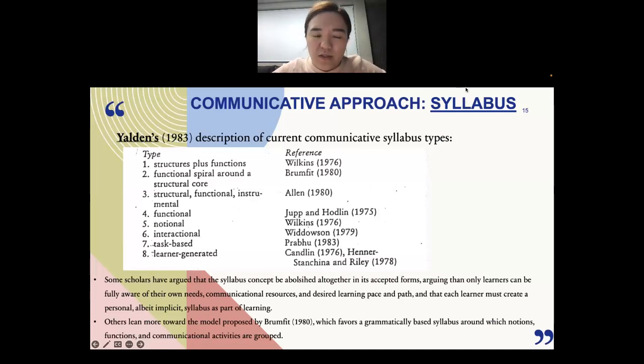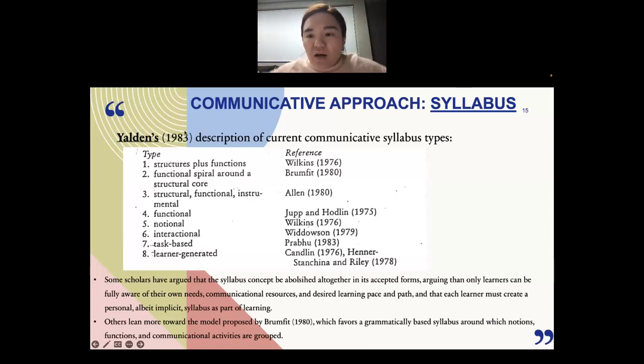Then, in fact, there were different scholars who presented their views on the communicative approach. That's why we cannot say that this one is an ideal one. That's why we should consider different syllabuses. So another scholar, Yalden, in 1983, describes the current communicative syllabus types.